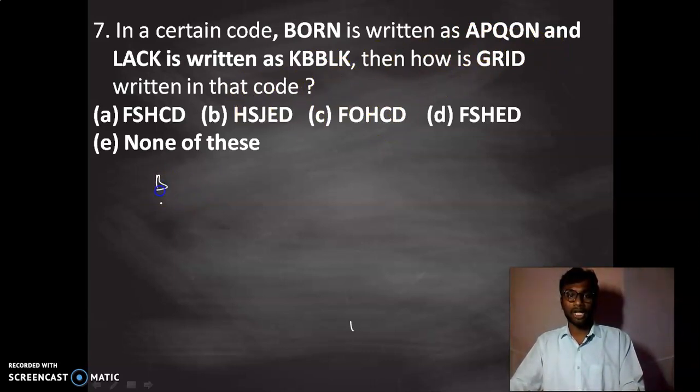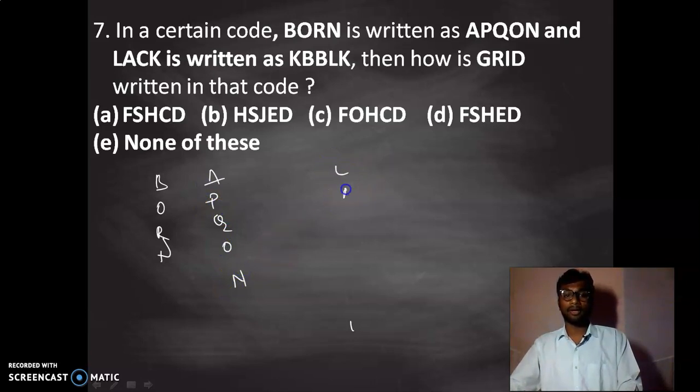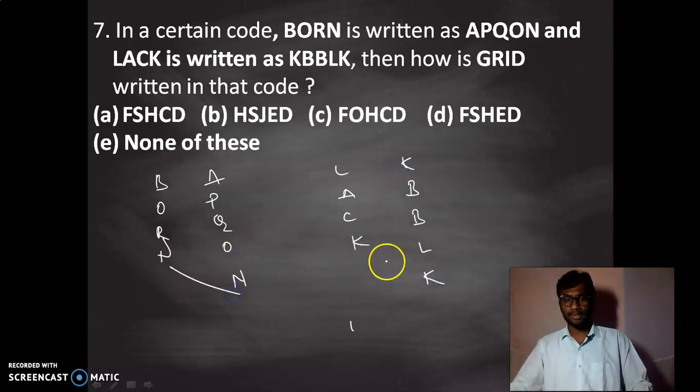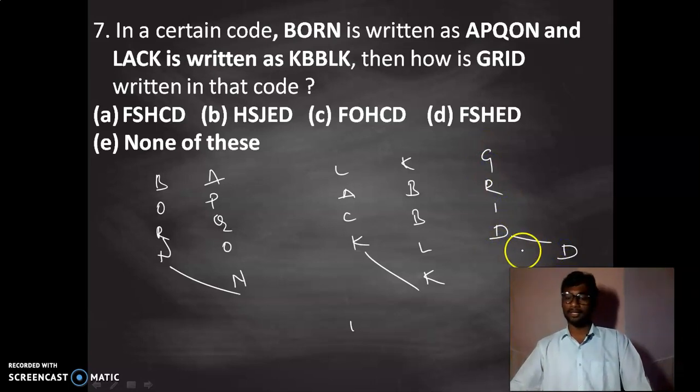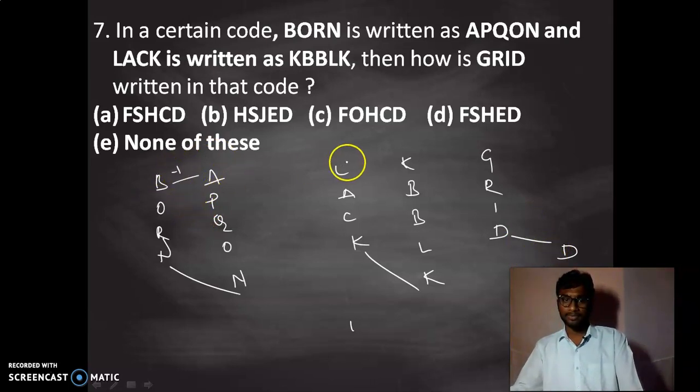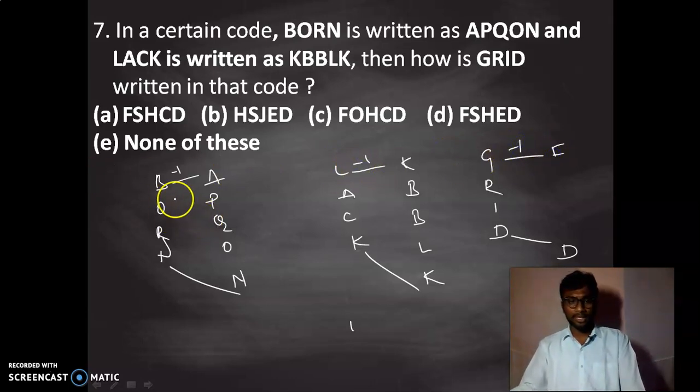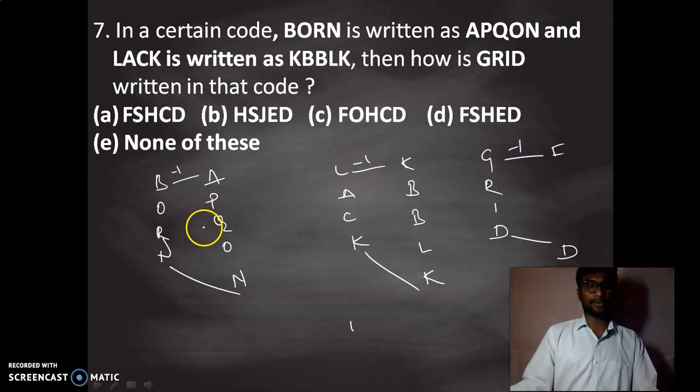So try to understand, bound is written as APQON. Are you understanding? And lag is written as KBBLK. If you observe here, the last letters are the same, isn't it? In the same way, how will grid be written? Again the last letter will be the same. So what is the logic that you have found here? Try to understand. The first letter is minus 1, so automatically it should be minus 1. Again if you observe here, cross. Now please try to understand the question.